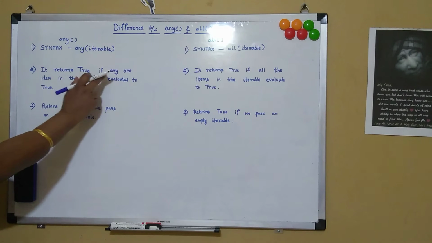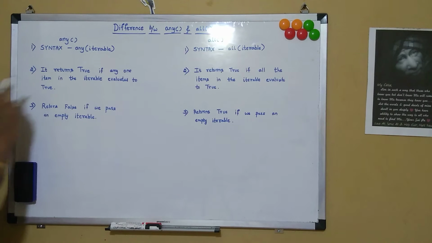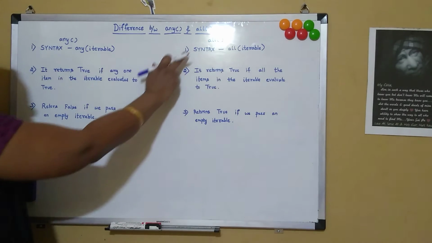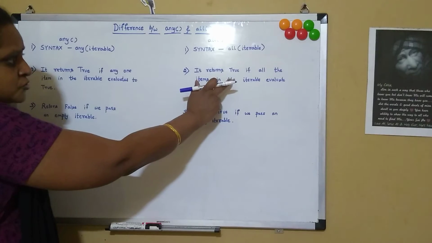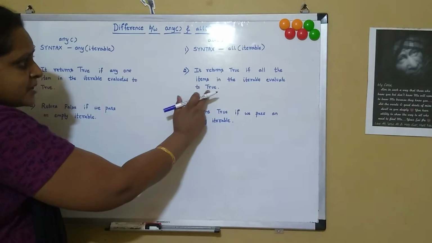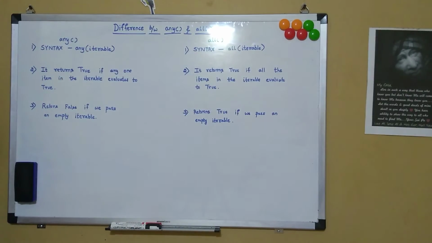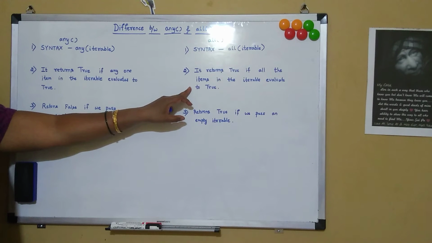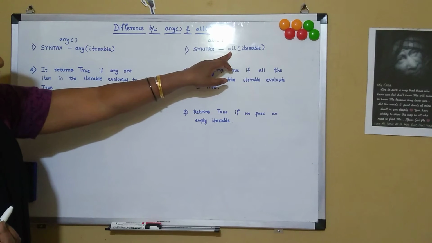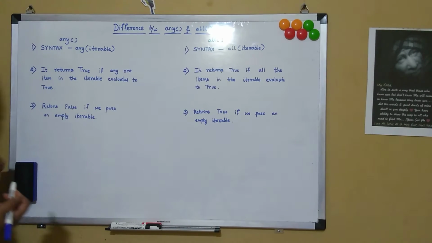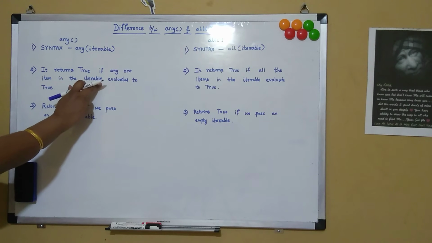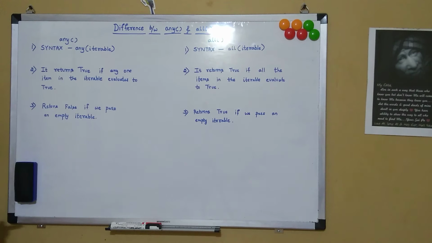It returns true if any one item in the iterable evaluates to true. If one item in the iterable evaluates to true, any function returns true. What does all function return? It returns true only when all the items in the iterable evaluate to true. As the name suggests, all the items in the iterable should evaluate to true. Only in that case, all built-in function returns true. And in any function, if any one item in the iterable evaluates to true, it will return true.